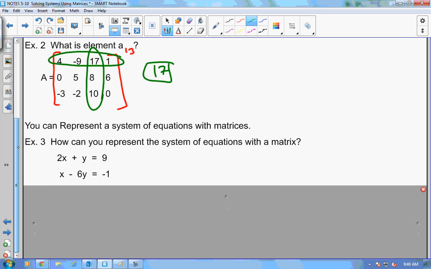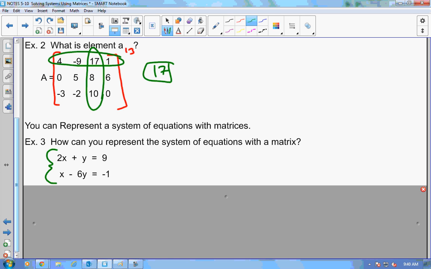Okay, you can represent a system of equations. Remember we graphed systems of equations recently, with crayons and shading on the graphs. You can represent a system of equations with matrices. And to group the system, we do a brace. Braces are those squigglies. A bracket is nice and squared off. How can you represent the system of equations with a matrix?